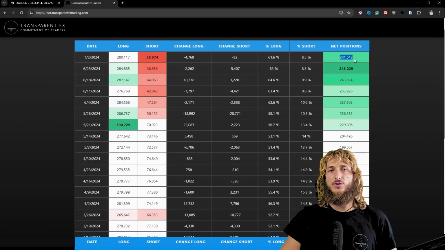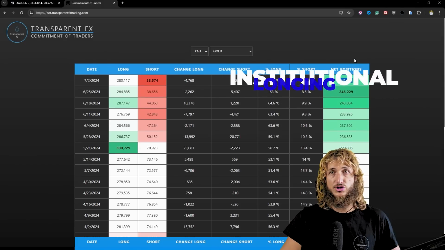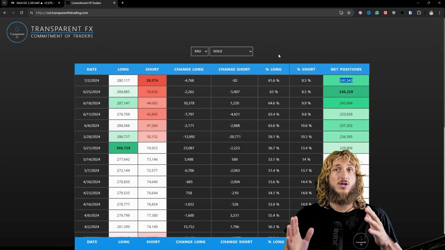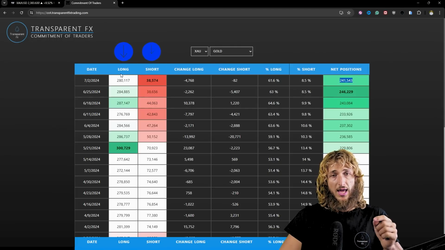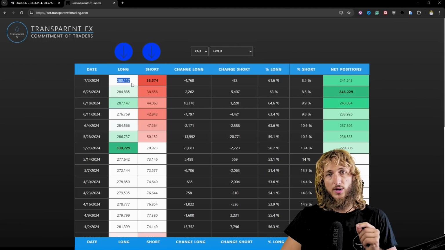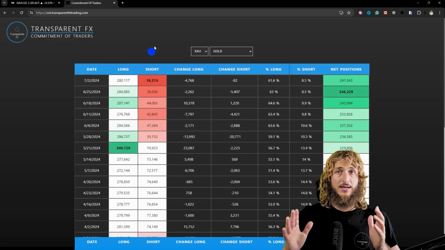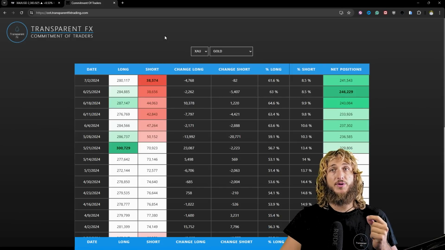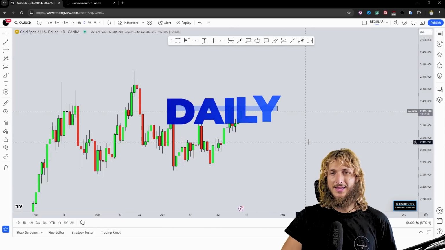So a massive increase of the net positioning, showing how institutions have been moving back to the bullish side for gold, therefore making it stronger. Because if institutions are moving to the bullish side, that is buying pressure for this market. And we can see how longs are currently sitting at 280.1k from an institutional standpoint compared to only 38.5k shorts. So clearly there is a big positioning to the bullish side compared to the bearish side from an institutional perspective on gold. So let's move back to the chart and see what we have.